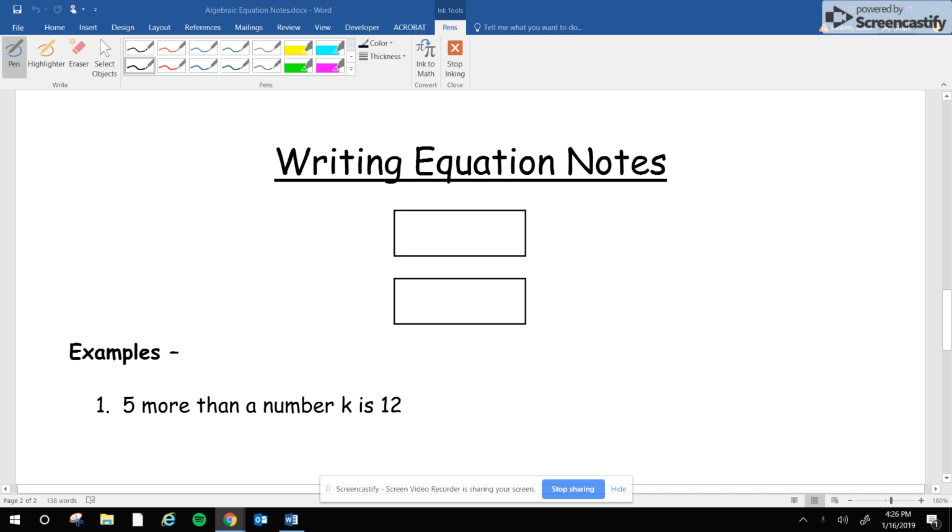Here we're writing equation notes. As you see, the key word in equation is equal. So an equation is two expressions that have an equal sign. So some words that mean equals.